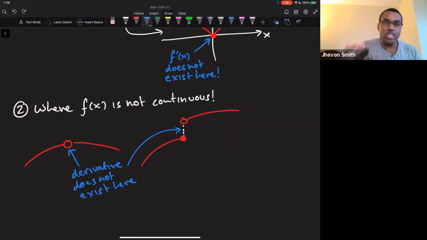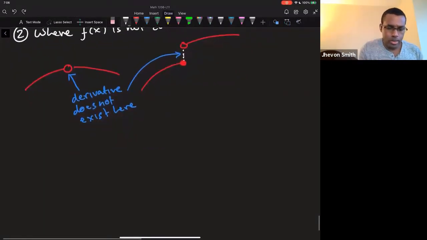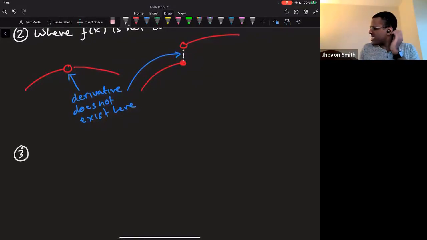You can't do it. There's no function there to attach a line to and measure it. So where f is not continuous, you'll also not have derivatives existing. The third case is even different from those. It's a little bit hard to see on a graph, but you could see it on a graph if the graph is high enough resolution, or the graph is described in terms of the formulas that make it up, and you'll be able to figure it out that way.